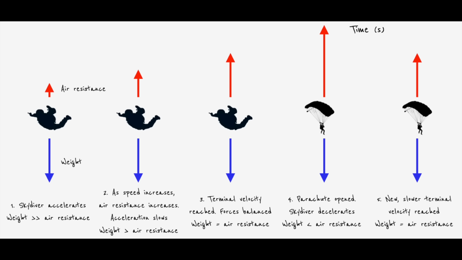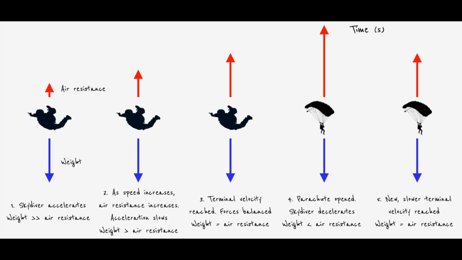Because you've got more air molecules hitting that parachutist per second, you will find that the air resistance increases as the parachutist accelerates. Eventually, you reach a point where weight equals air resistance. Because the forces are balanced, we would say that there's no resultant force and that the parachutist travels at a constant speed.